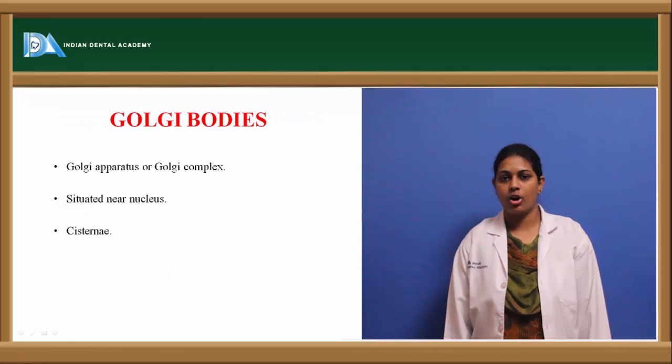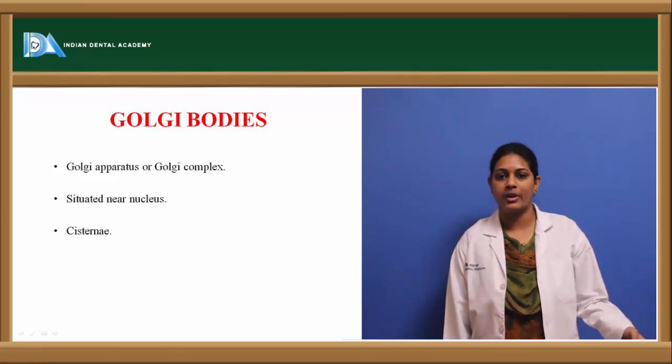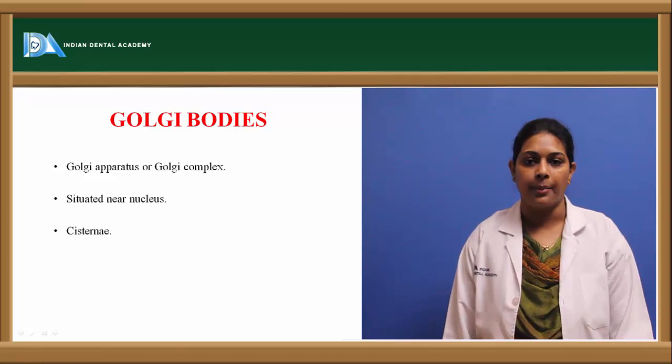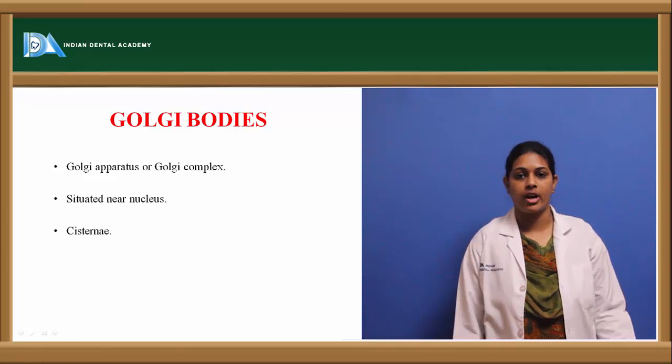Coming to the other cell organelles, that is the Golgi body. It is also known as Golgi apparatus or Golgi complex. It is so named because it was identified by a person known as Camillo Golgi. It is situated near the nucleus, on the other side of the nucleus, as we have seen in the picture already.